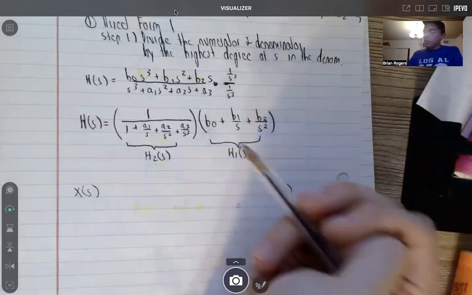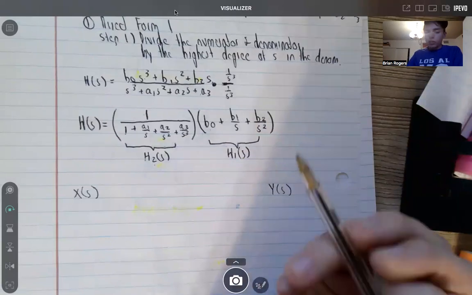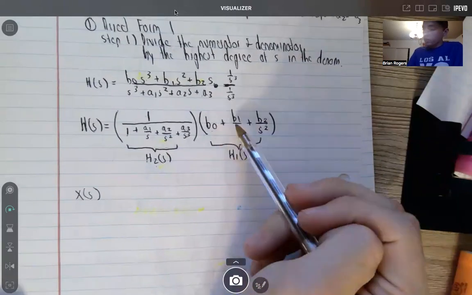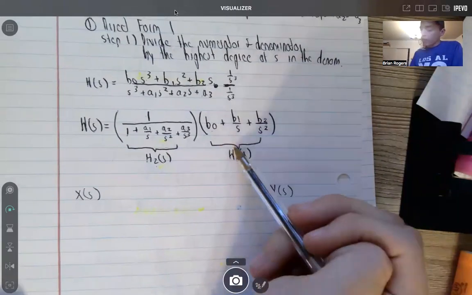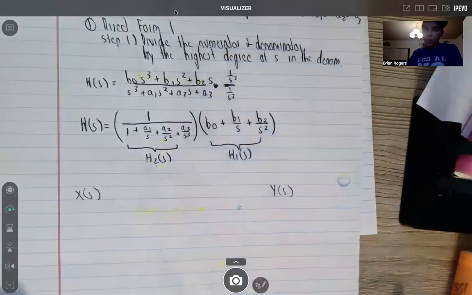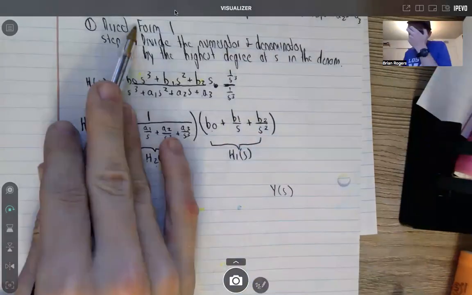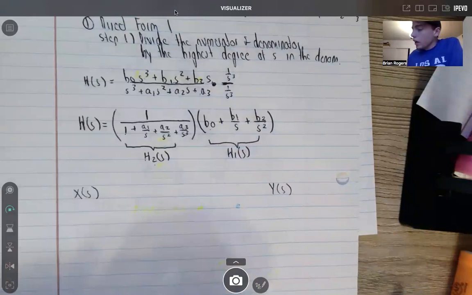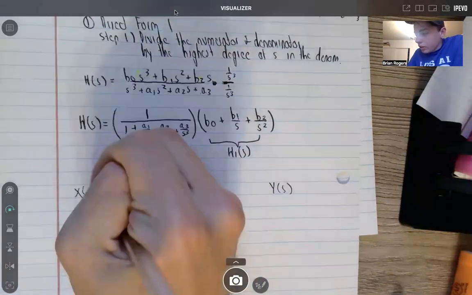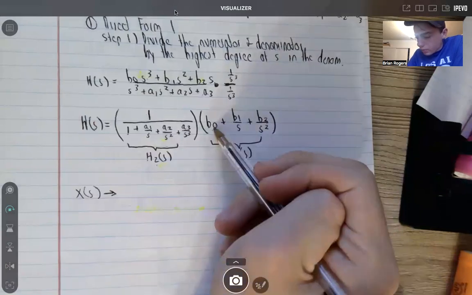Look at your 1 over s terms. First, we're going to do the numerator. We'll do H1 of s, then you do H2 of s for direct form 1. And so what we're going to see is that this one here has a b naught for the magnitude. So we're going to have b naught.